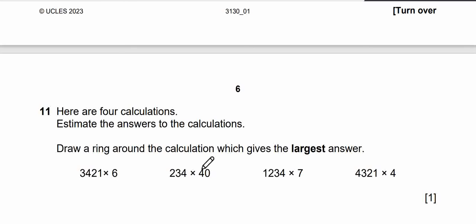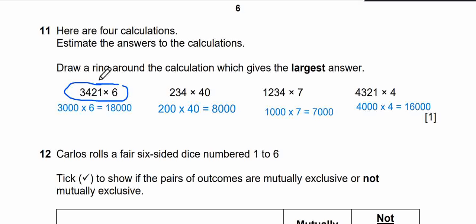Alright, let's check out the answer, guys. So here we go, we circle this one, the largest answer. So estimate. 3,400 we estimate to 3,000 times 6 is 18,000. 234 we estimate to 200 times 40 is 8,000. 1,234 we estimate to 1,000 times 7. And 4,321 we estimate to 4,000.